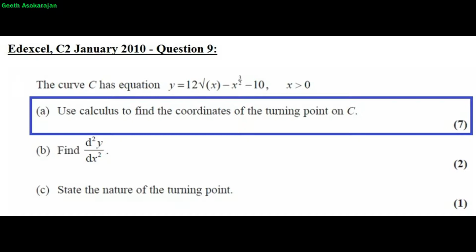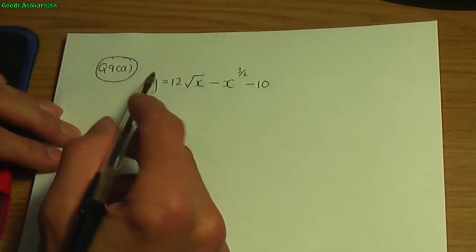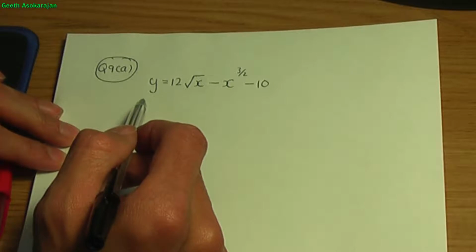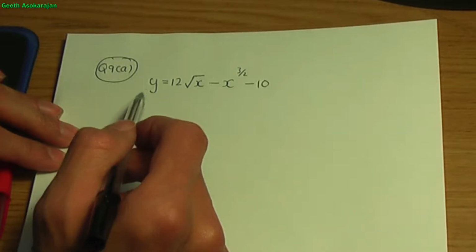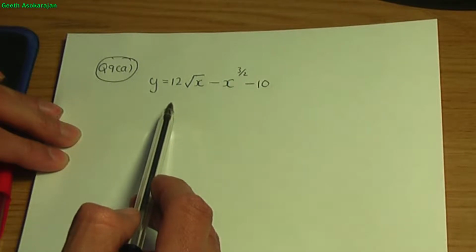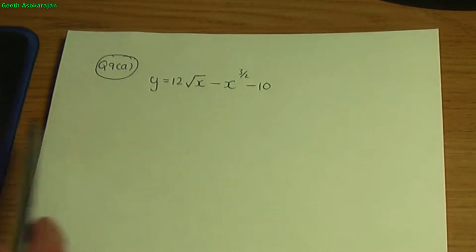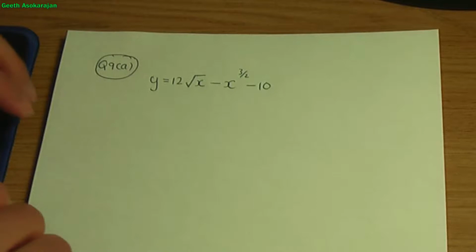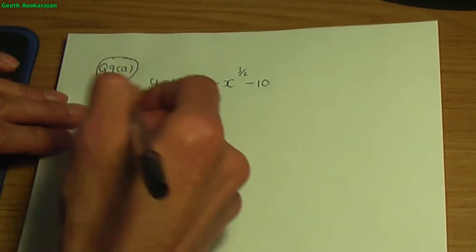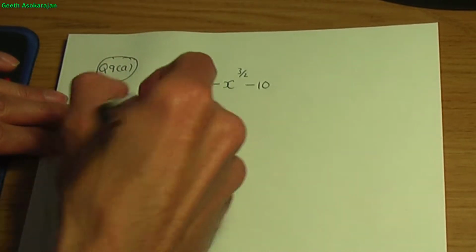So let's think about the question. Let's go back to the paper and pen. Now, in order to work out the coordinates of the turning or stationary point, we need to use the condition that for any turning point, dy over dx is equal to 0. So dy over dx is equal to 0 means that the gradient of the tangent at that turning point is 0. So we need dy over dx for us to apply that condition.